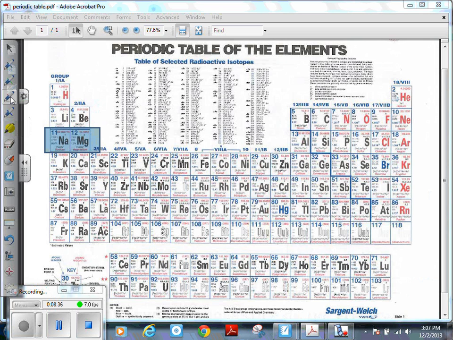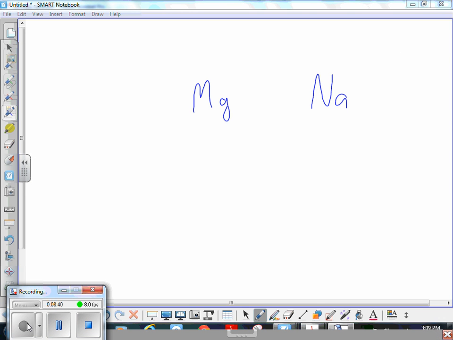1. Right? Okay, so we have magnesium and sodium. What is the valence electrons for magnesium? 2, right? And how about for sodium? 1. Now, the question is, which one is closer to an octet? Is it Mg or is it sodium?